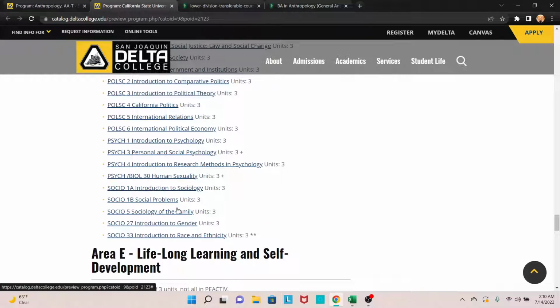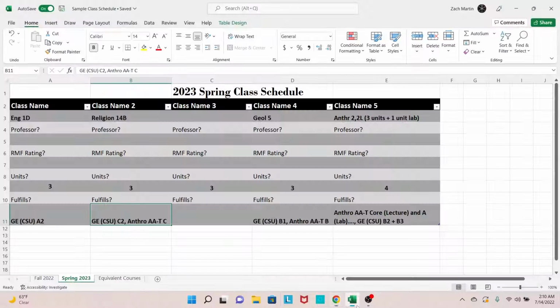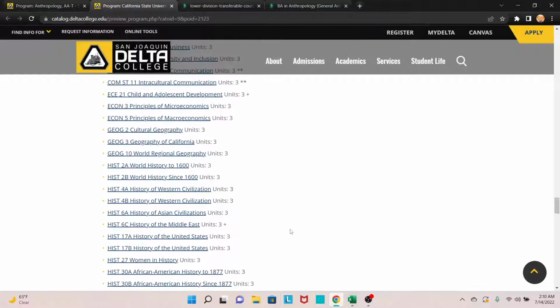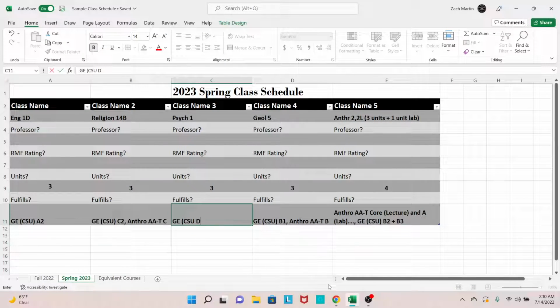If I wanted to be a general anthropology major, learning about people, I think I would probably consider taking Psych 1 here to fulfill this schedule. So let's do that. Psych 1, which is Intro to Psychology, and this would fulfill General Ed CSU area, was it D? I think there's no D ones or anything like that. Area D.